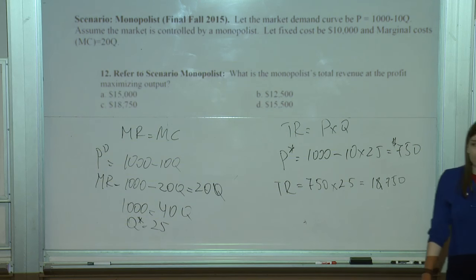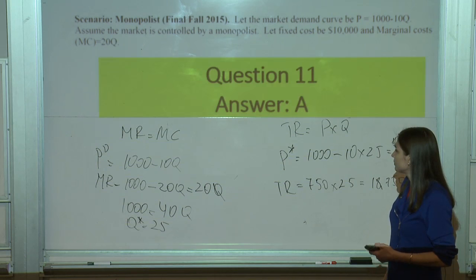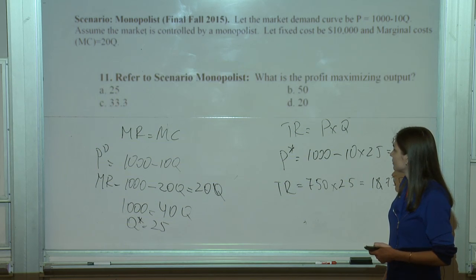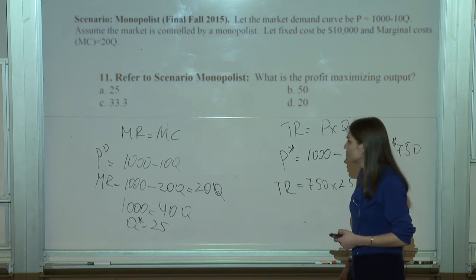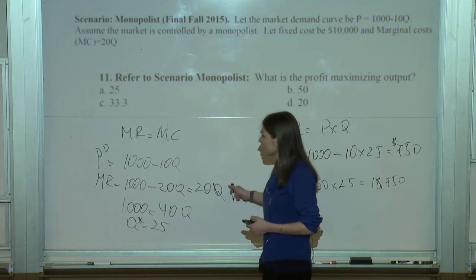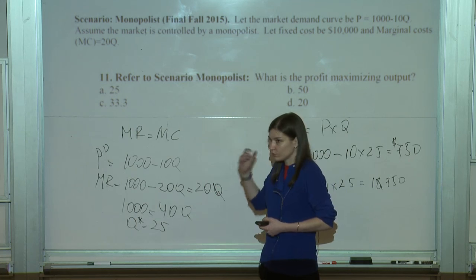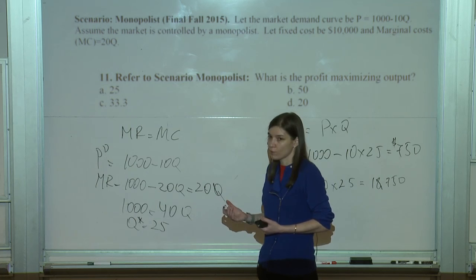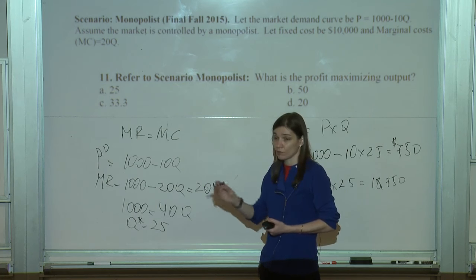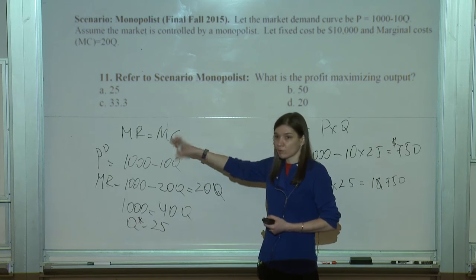Yep. For the previous question, how do you know to involve the marginal revenue in the demand equation? Why are we plugging in the marginal revenue in the demand equation? I'm not plugging the marginal revenue in the demand equation. The decision rule, the profit maximizing rule, is when marginal revenue equals marginal cost. That's what I need to figure out. I don't know what marginal revenue is.